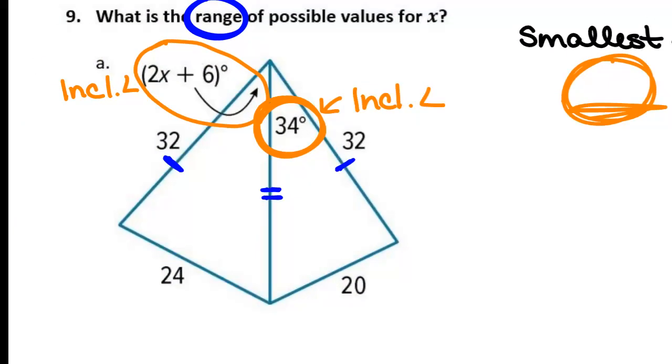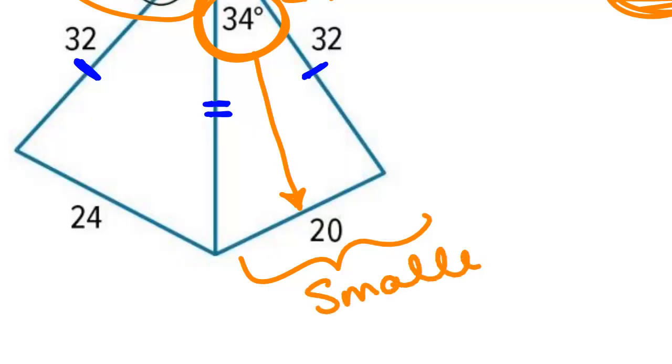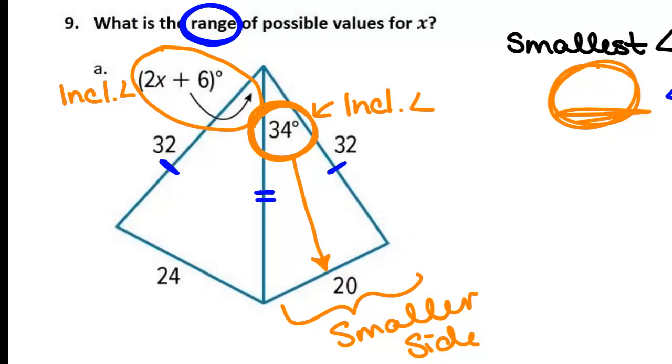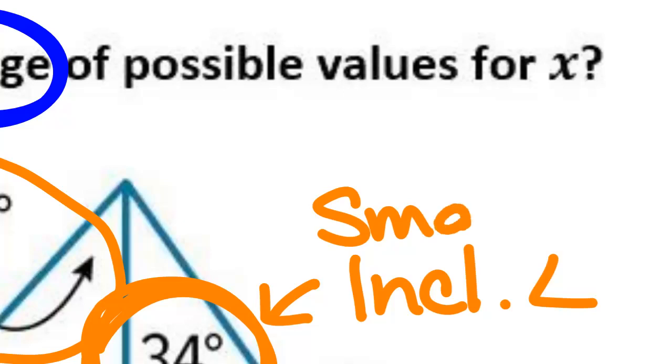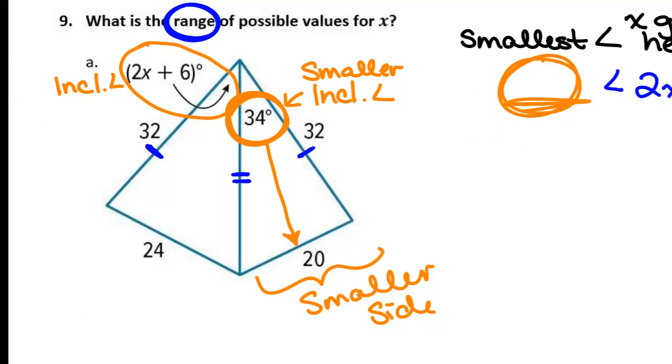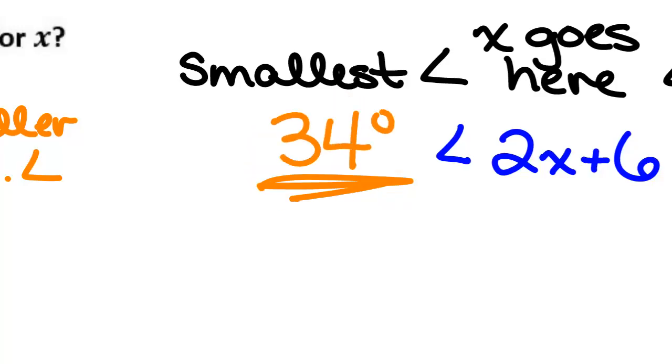I heard smaller. Why is it smaller? Because it's across from the 20. This is my smaller side. So that means 34 degrees is my smaller included angle. So I have 34 degrees over here.